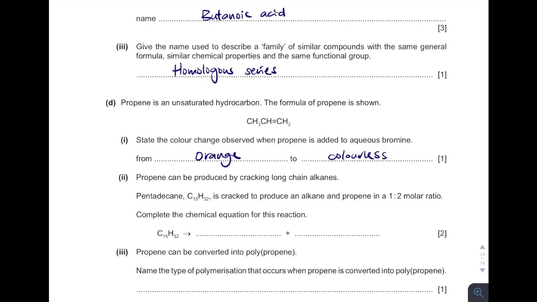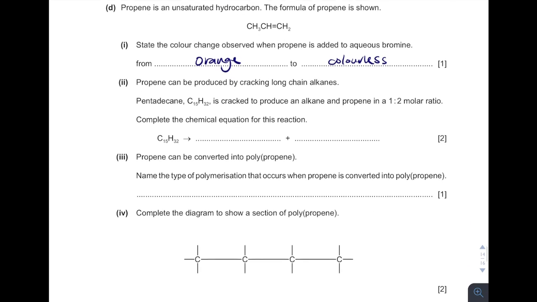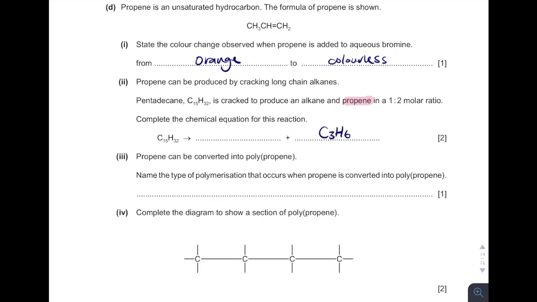Okay, next one. Propene can be produced by cracking a long chain alkane. Given here, C15H32 is cracked to produce an alkane and propene in a 1 to 2 molar ratio. So we know that one of the products is propene. Propene has how many carbons? 3 carbons, C3H6. The ratio is 2 over here, 1 to 2. So what is the formula of the alkane?